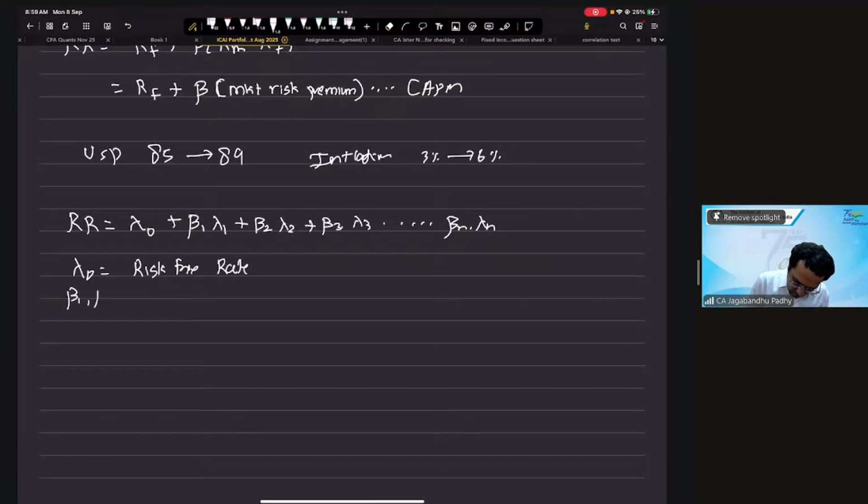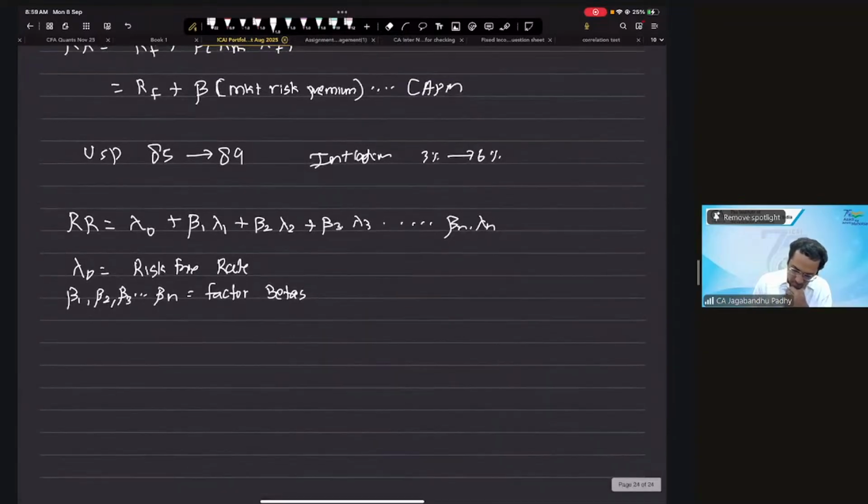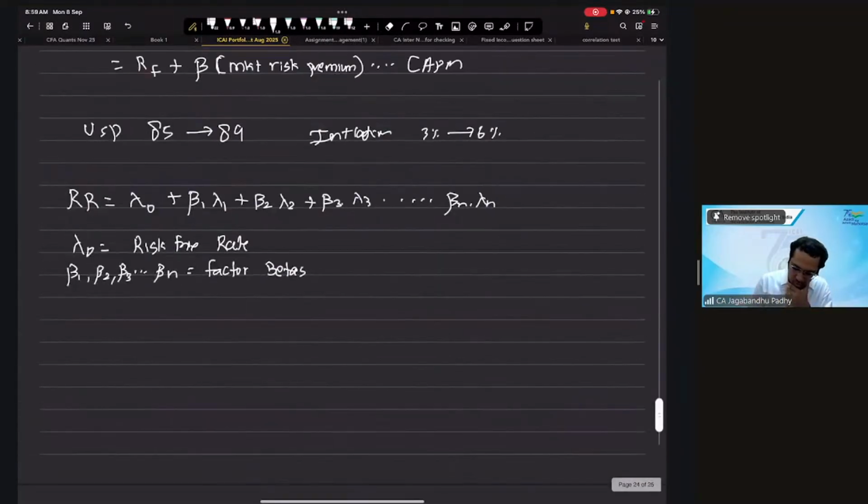What are beta 1, beta 2, beta 3 till beta n? These are called the factor betas. So factor betas could be like the inflation factor, unemployment, forex rate, government policy, or the RBI repo rate. These are the different factors that are going to impact the company returns.